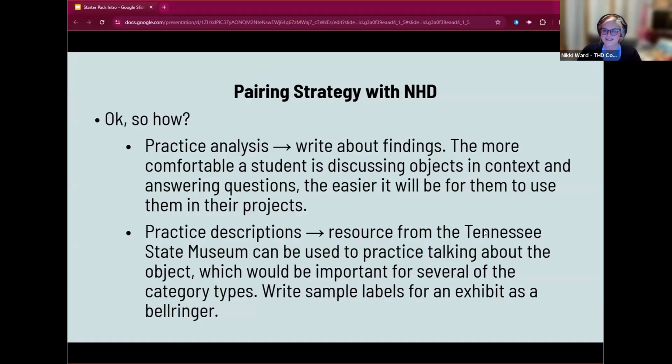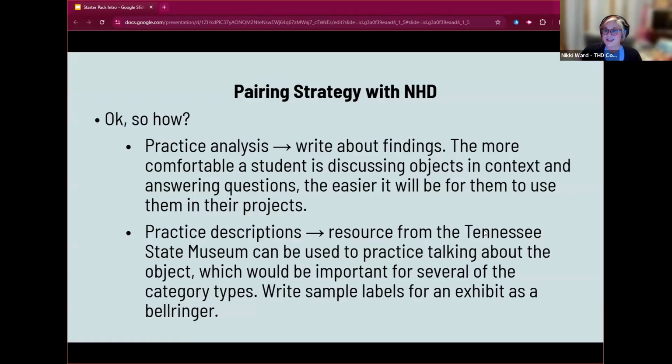So how do we get them comfortable talking about them? And I think it's practicing writing with authority. The State Museum resource that he shared, practice your descriptions, those context pieces that can be used to practice talking about an object, which would be important for several of the category types.